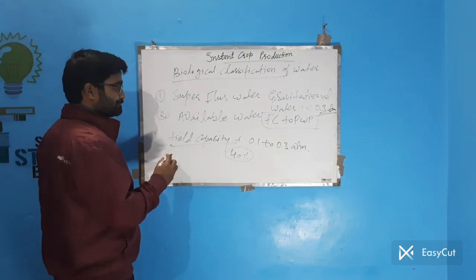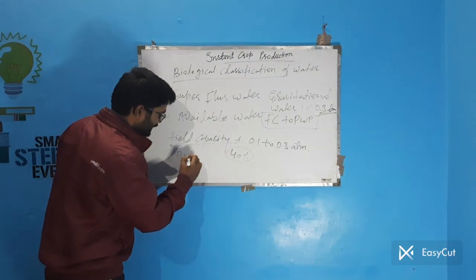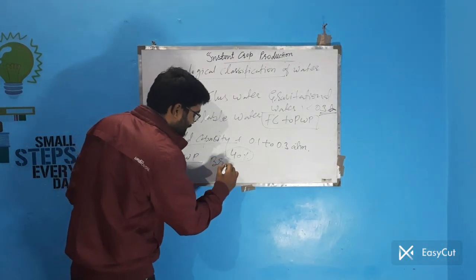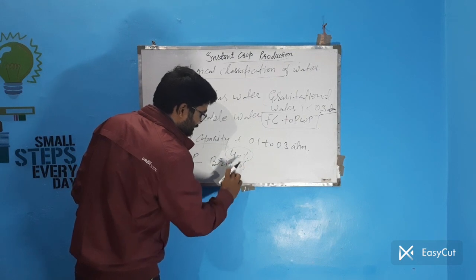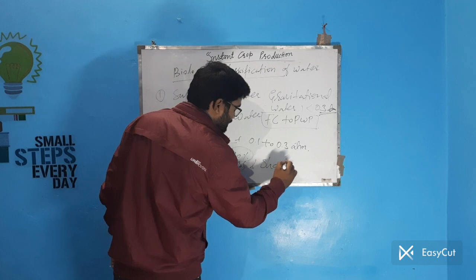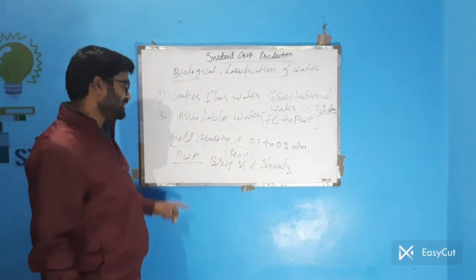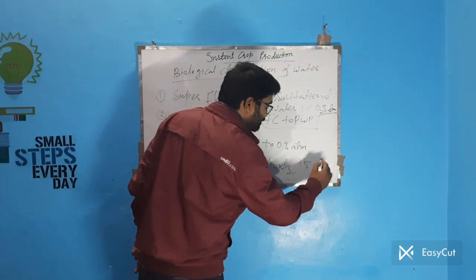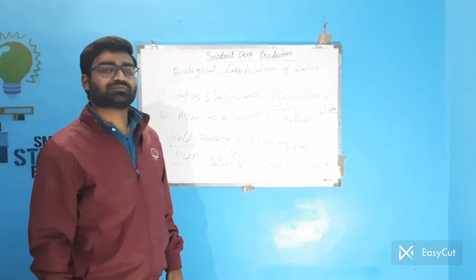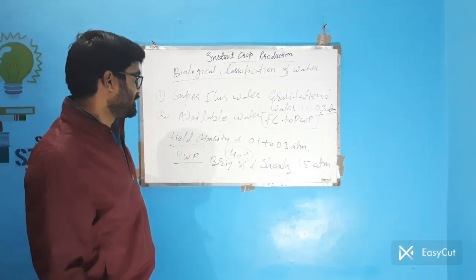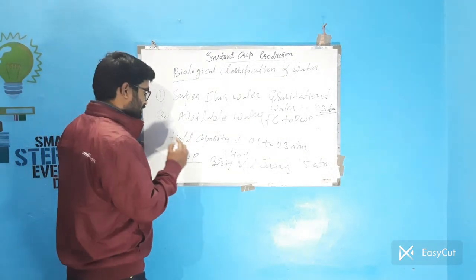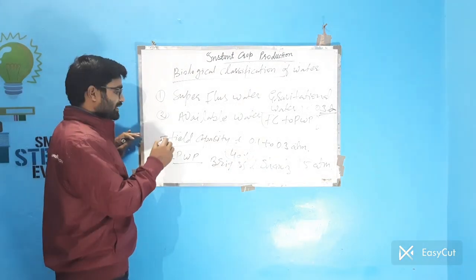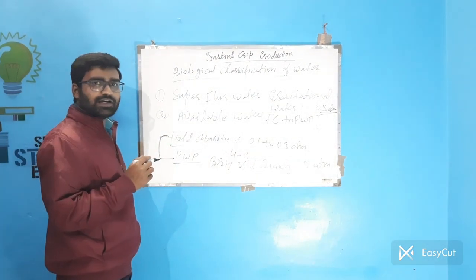Next is the permanent wilting point. The term permanent wilting point was first coined by Briggs and Shantz, which indicates the availability of water at a tension of 15 bar or 15 atm. So the water will be available in this range, between field capacity to permanent wilting point, for crop production.